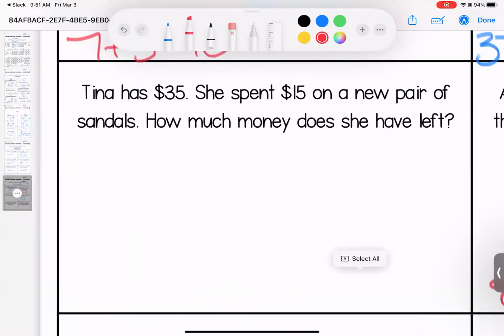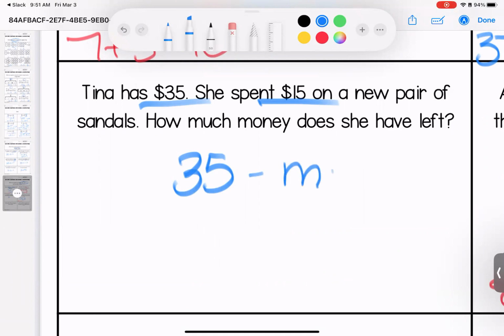Tina has $35. She spent $15 on a new pair of sandals. How much money does she have left? Since she spent it, subtraction is the only appropriate answer for this one. So she had $35, and we're not sure what was spent or what has left, but we know that she spent $15. So we need to figure out what we have.